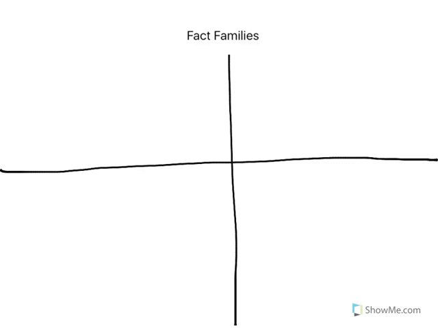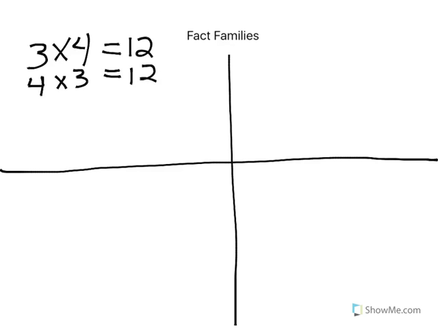So the first fact family I'm going to practice is the one that we just did. I said that 3 times 4 is equal to 12. If I switch my factors according to the commutative property, 4 times 3 is also equal to 12. If you remember at the beginning, I said that multiplication and division are inverse operations, therefore they're part of the same fact family. So here, 3 times 4 means I have 3 groups of 4, and when I put those together, it gives me 12. When I say 4 times 3, it means that I have 4 groups of 3, and when I put those together, it gives me 12.